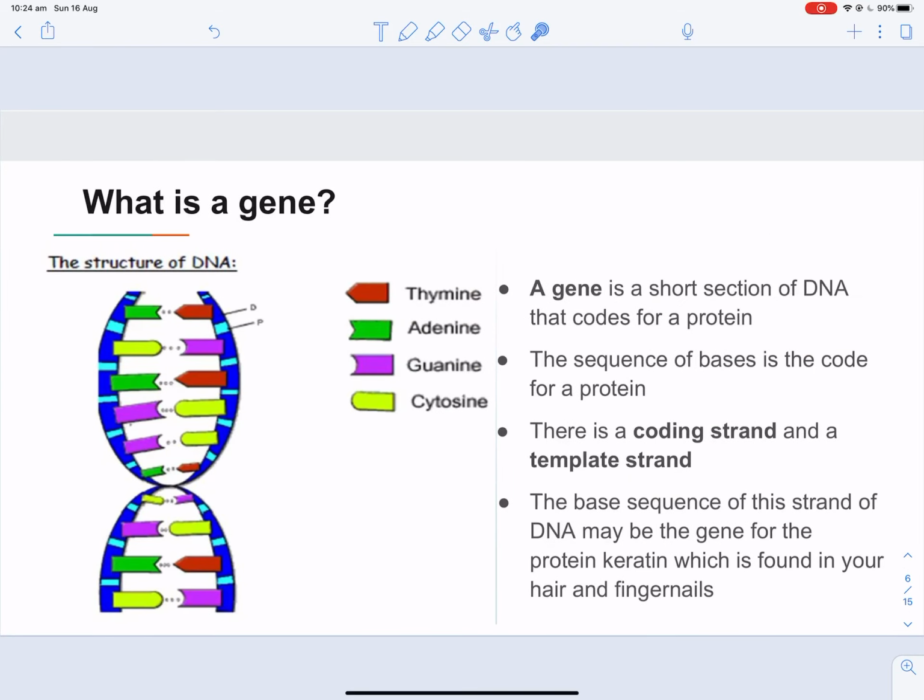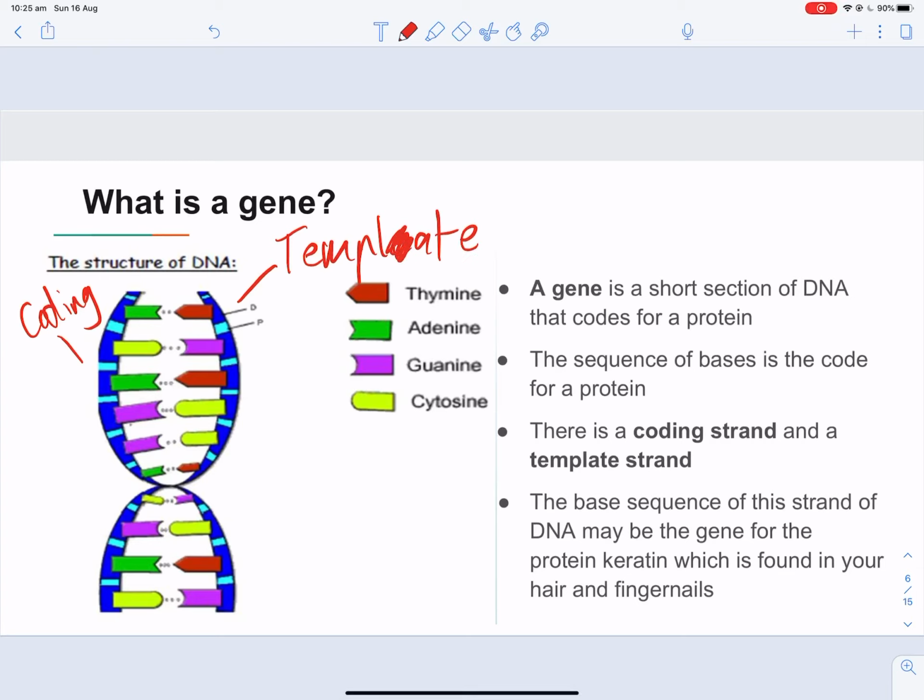So what is a gene? So a gene is a short section of DNA that codes for a protein. So it's a short section just like this that codes for a specific protein. And the sequence of the bases act as the code. So we have two strands here in our piece of DNA. We know that we have that double helix. Well, one of these is actually a coding strand, and one of these is a template strand, which is what I want you to really remember. We have a coding and a template strand, and I've spelt that wrong.